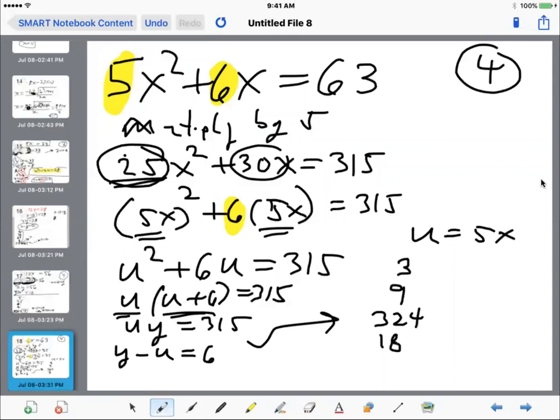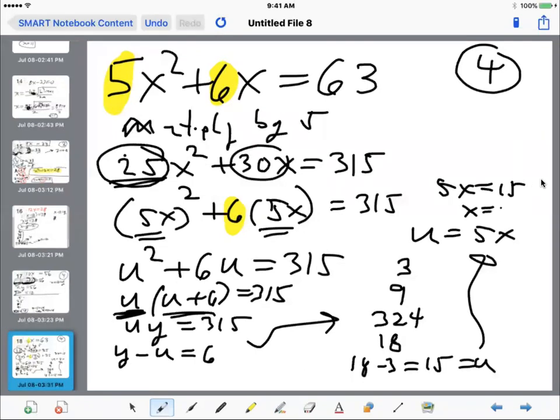And we want to know what u is. u is the smaller one. So I'll do 18 minus 3 equals 15. Well, that's u. But remember, u is 5x. So 5x equals 15, and x equals 3, which is the answer to this question.